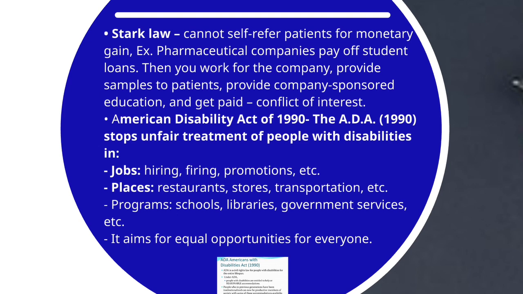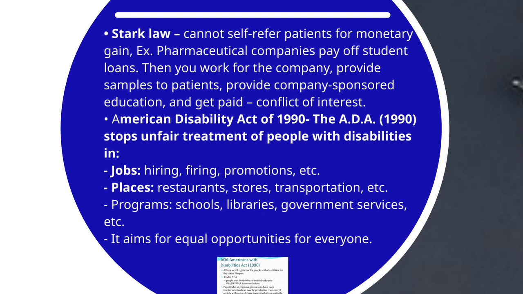So what is the Americans with Disabilities Act of 1990, or better known as ADA in 1990? It stops unfair treatment of people with disabilities. So it puts a stop to it. There are some exceptions, but we are not going to get into the nitty-gritty details.